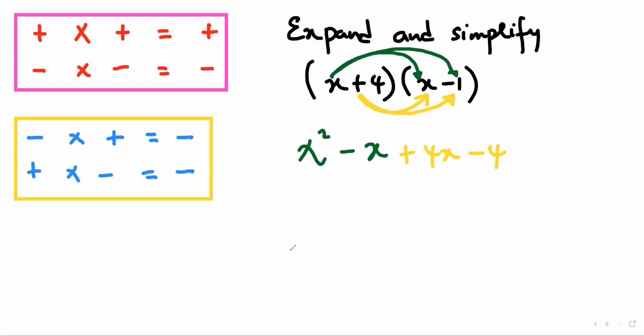So if you simplify, what do you get? x squared stays the same. And then we have minus 1x plus 4x. What is it going to be? 3x, plus 3x. And then what do you have left? Minus 4. And that's going to be the result.